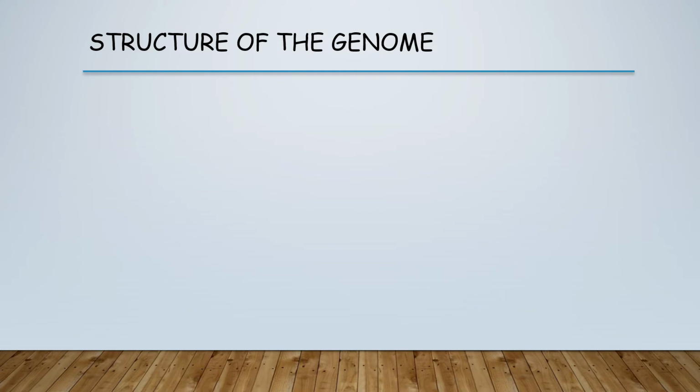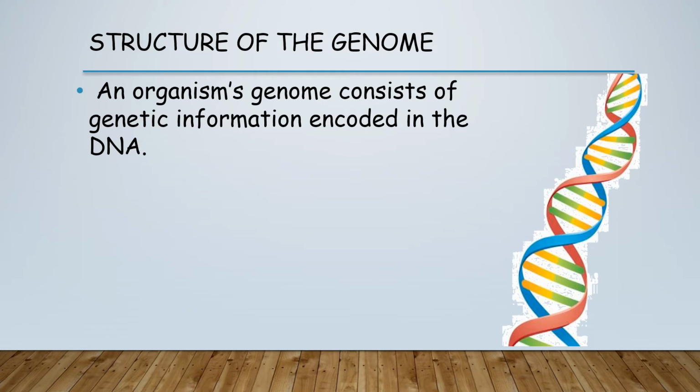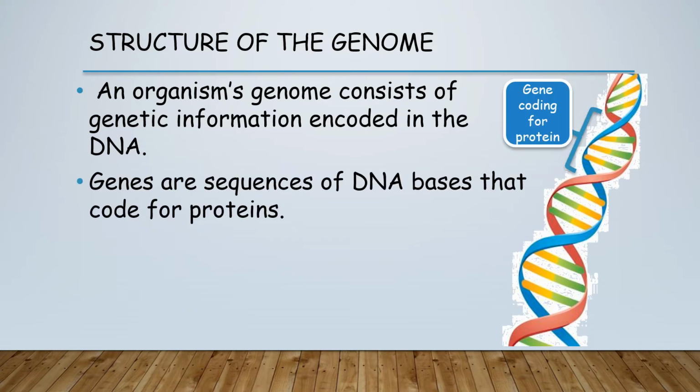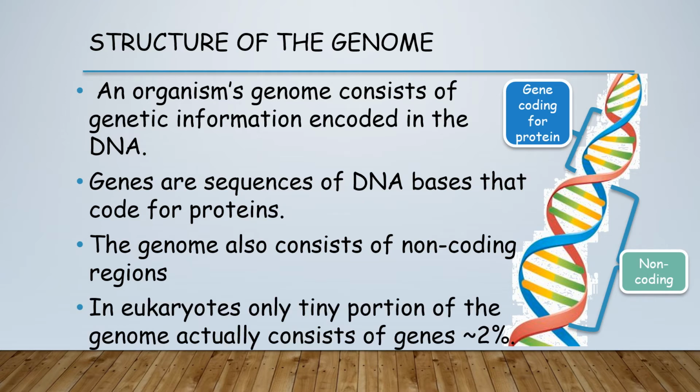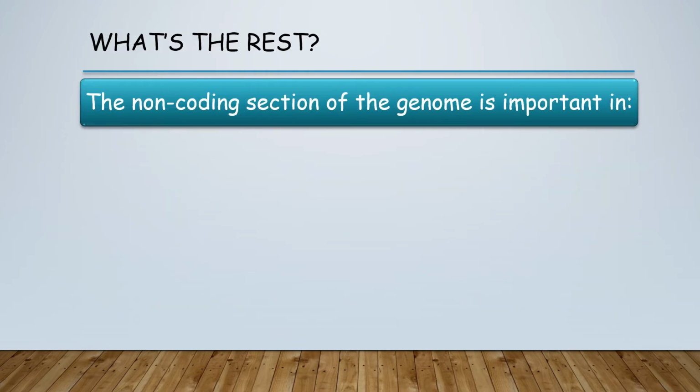So in most organisms, the genome consists of genetic information coded in DNA. And the genes are the sequences of DNA bases that code for proteins, but there's also a large number of non-coding regions. In fact, in eukaryotes, only a tiny proportion, around about 2% of your genome, is actually genes that code for proteins. So what is the rest?